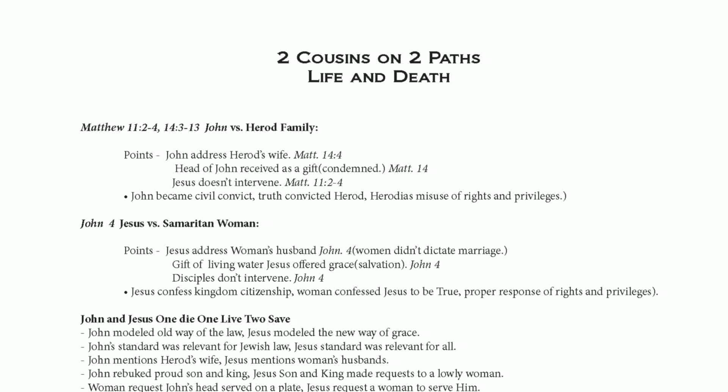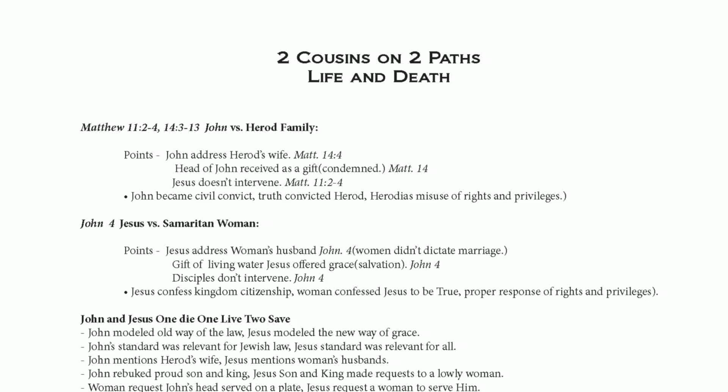Matthew chapter 11, 2 through 4. Chapter 14, 3 through 13. John versus Herod family. Points that are addressed. John addressed Herod's wife, Matthew 14:4. Head of John received as a gift, condemned, Matthew 14. Jesus doesn't intervene, Matthew 11:2 through 4.